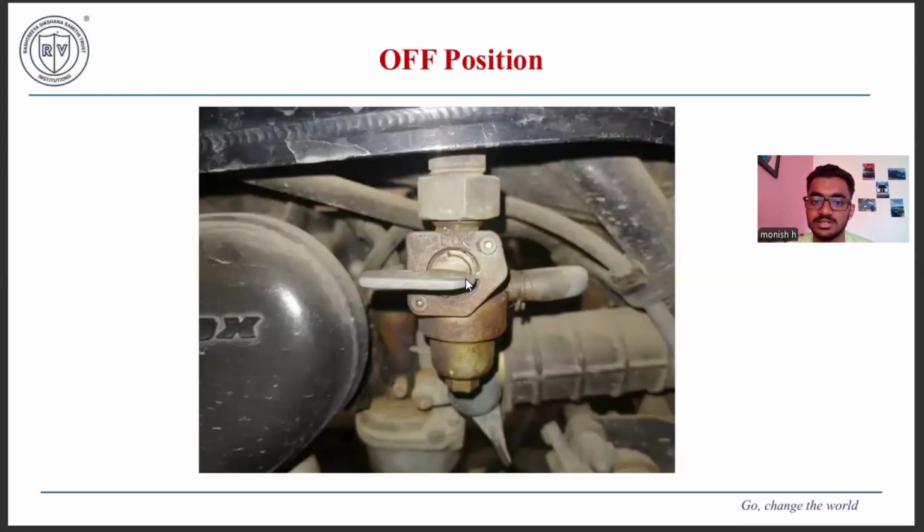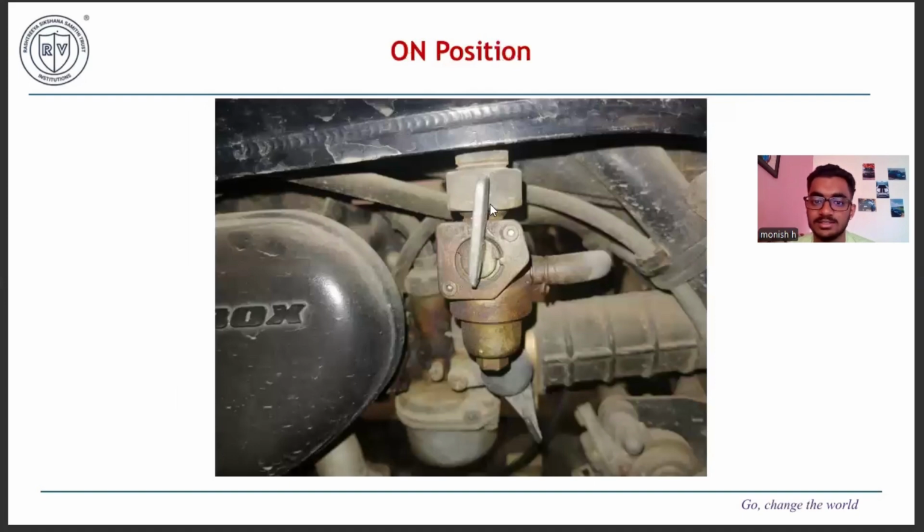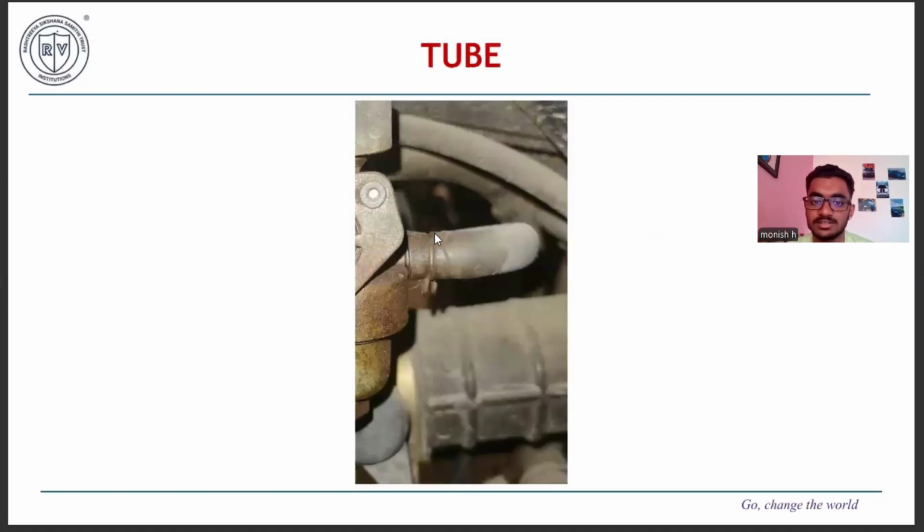This is the off position. If the knob is horizontally placed, then it indicates off position. Then this is the on position if it's vertically placed. And this is actually the tube. In step 1, we need to drain out the fuel completely. Therefore, there is a clip here. If we press it, it gets elongated. Therefore, we can easily remove the tube, drain out the complete fuel, and then put the tube back, insert the clip, and then we keep on adding 100 ml for each trial in the petrol tank.